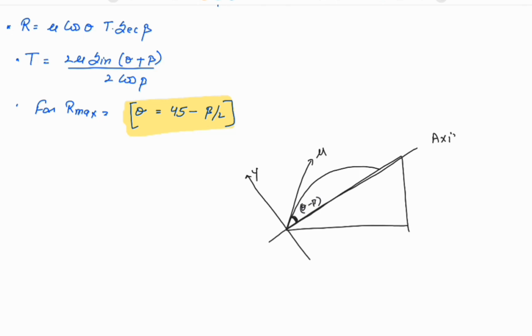Now the case is simple. Find this value: u cos theta minus beta. And here you get u sin theta minus beta. The rest of the thing is the same.